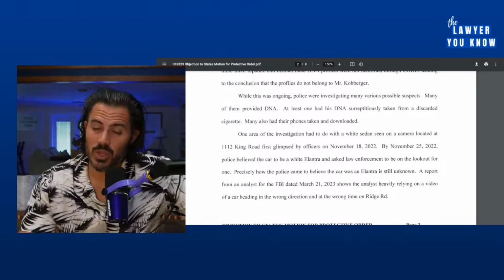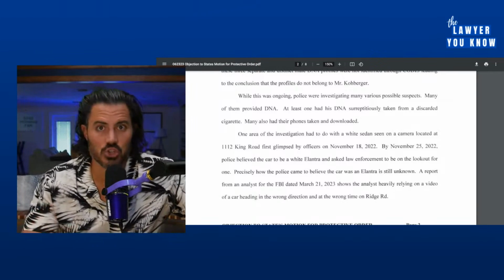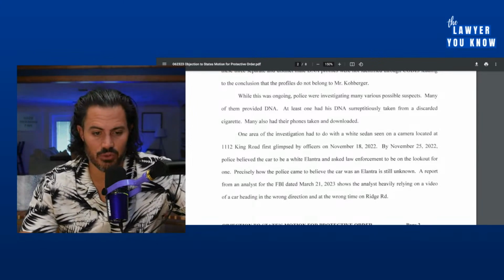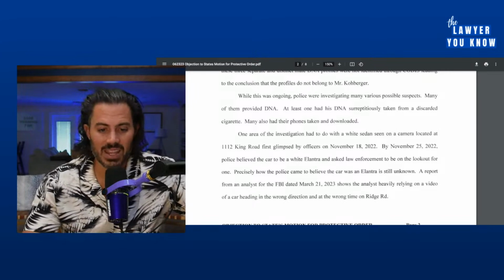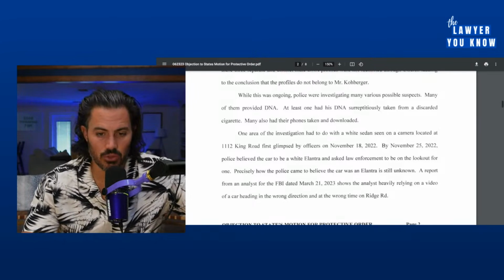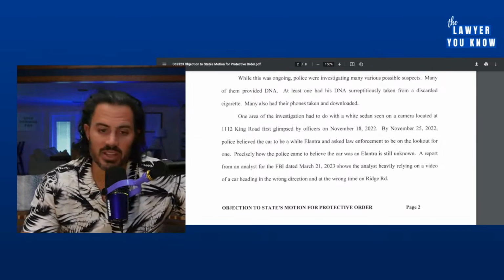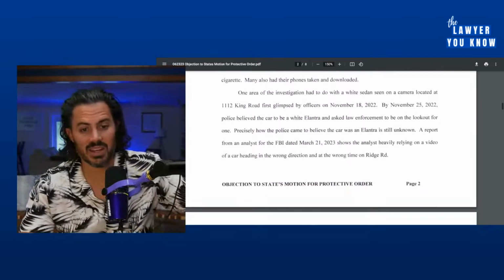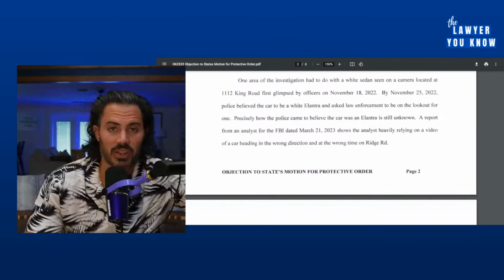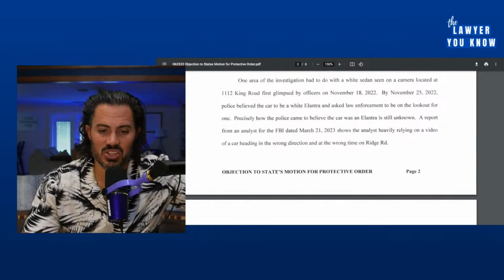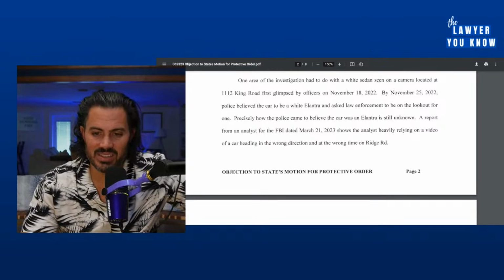I mean, we know the TikToker that's being sued that was so sure it was the professor. Many of them provided DNA. At least one had his DNA surreptitiously taken from a discarded cigarette. Many also had their phones taken and downloaded. So were they investigating people that had partied there and had hung out there and friends of the victims? Again, a connection would make sense. Ex-boyfriends of the victims.